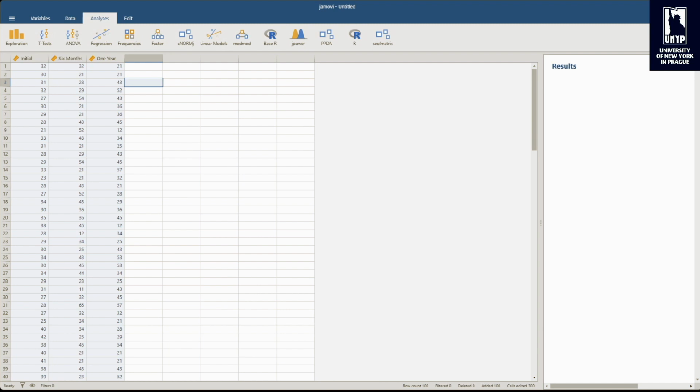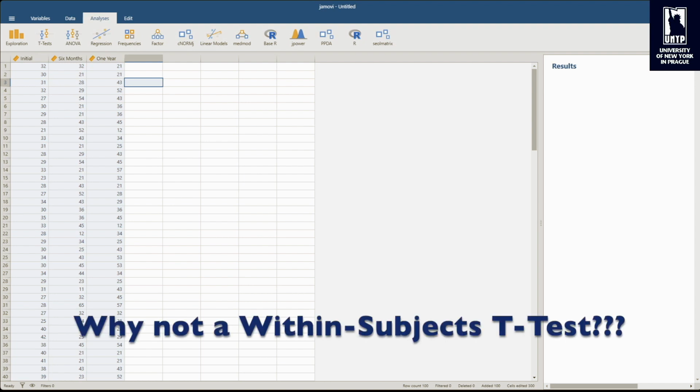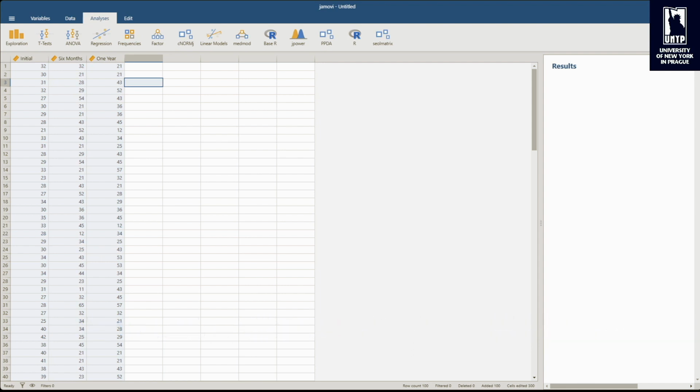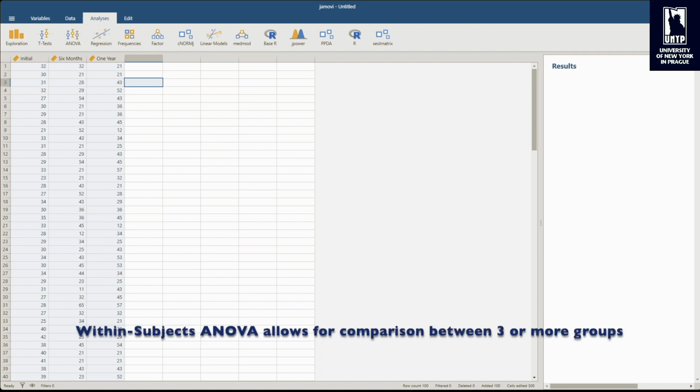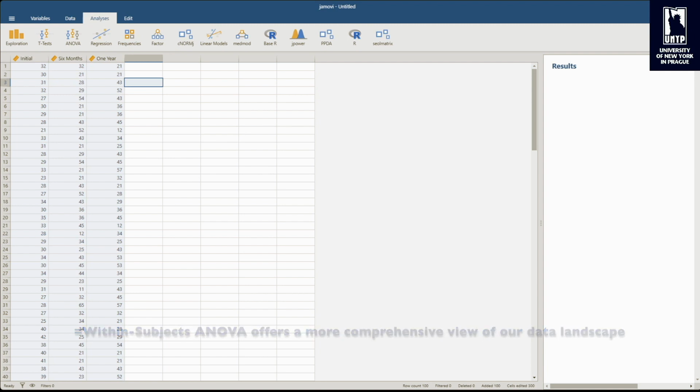But based on the example I gave you before, why not just use a within subjects t-test instead of doing some new scary test? Well, while a t-test allows for comparison between two related groups, within subjects ANOVA permits comparison across three or more related groups, offering thus a more comprehensive view of our data landscape.